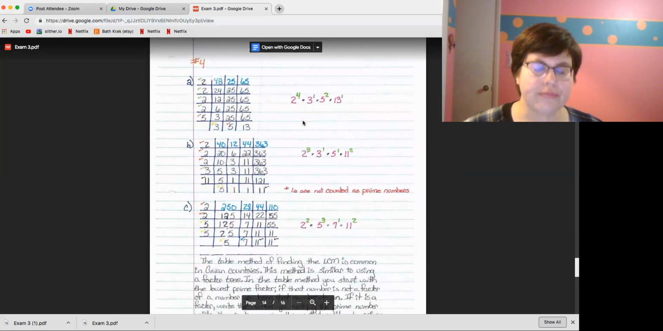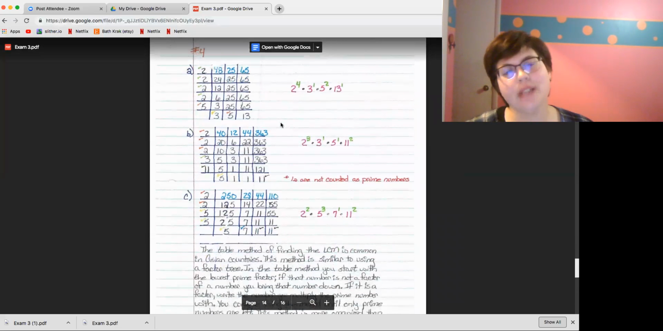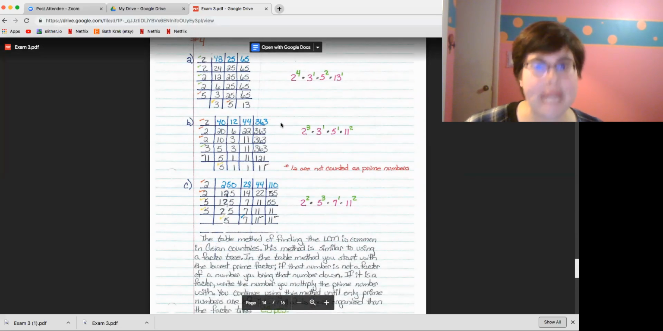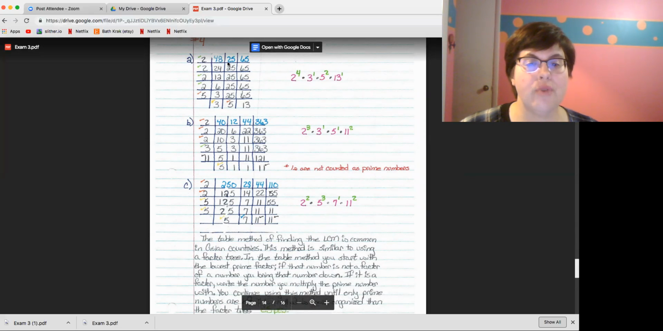Number 4, we are using the table, and this was common in Asian countries. And this is, if you're used to using a factor tree, this is pretty much the same thing. We're going to use prime power factorization. Very easy, very fun. It's very organized. So we were given the numbers 48, 25, and 65. We start with the smallest prime number and keep using it until you can no longer use it in your problem, and then you go to the next smallest prime number, and we're going to work it that way. So here we start with 2.